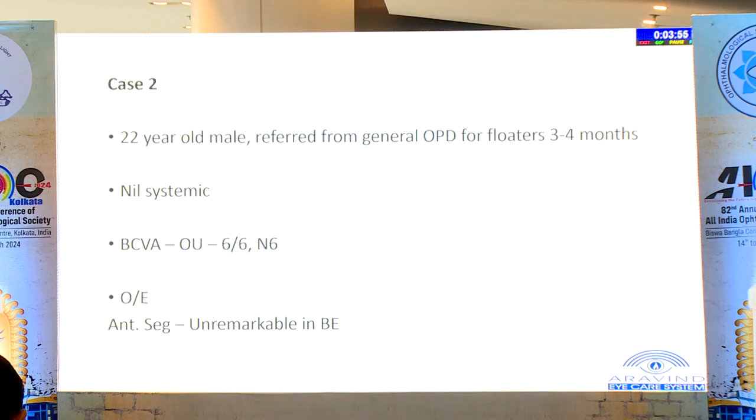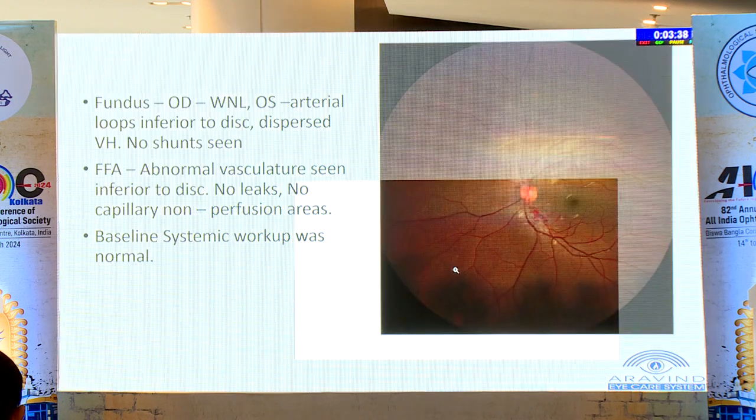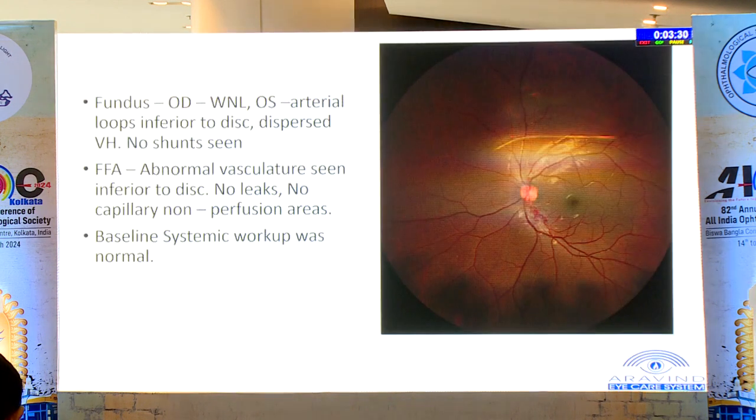Case number 2, we had a 22-year-old male referred from general OPD for floaters for the past 3 to 4 months. He had no systemic comorbidities. His best corrected visual acuity was 6/6 in both eyes. Anterior segment was unremarkable in both eyes. Fundus examination of the right eye was normal. I'll be zooming the fundus picture of the left eye, where we see the inferior division of the artery showing multiple loops with no shunting across the nearby vessels.